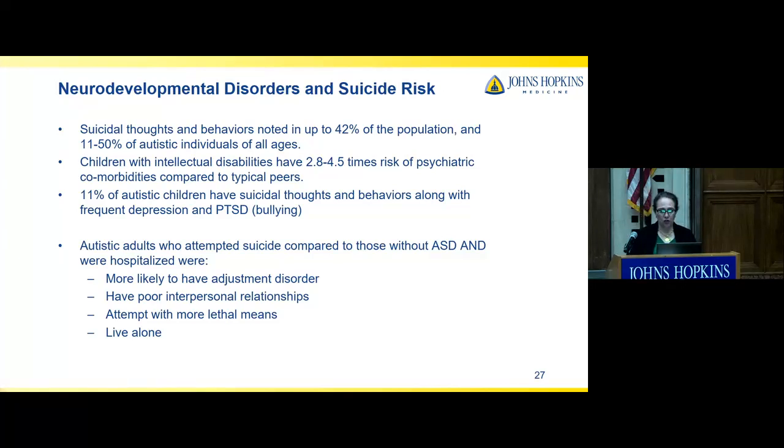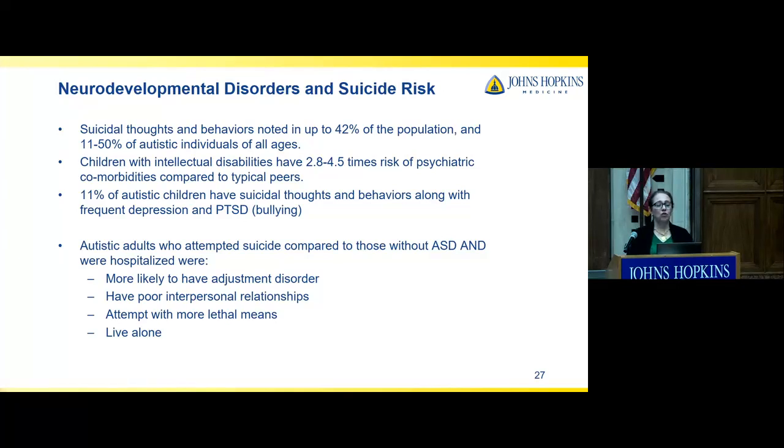because neurodevelopmental disorders do not exempt you from suicidal ideation. They are present in 42% of the population and 11 to 50% of autistic individuals of all ages. Children with intellectual disabilities have 3 to 5 times higher risk of psychiatric comorbidities compared to their peers. 11% of children with autistic disorder have suicidal thoughts and behaviors along with frequent depression and PTSD.